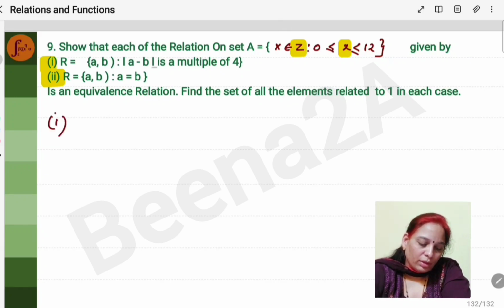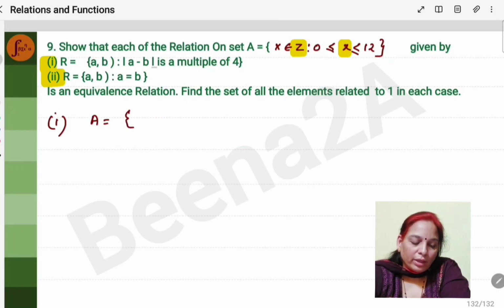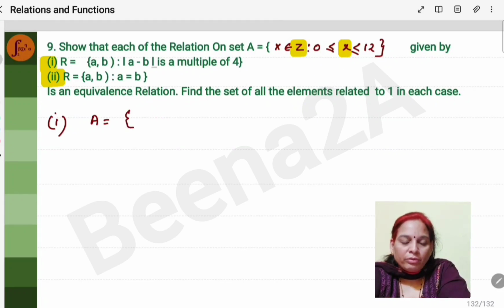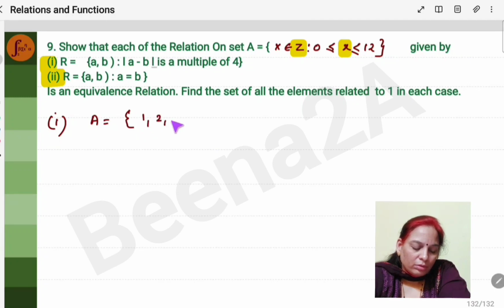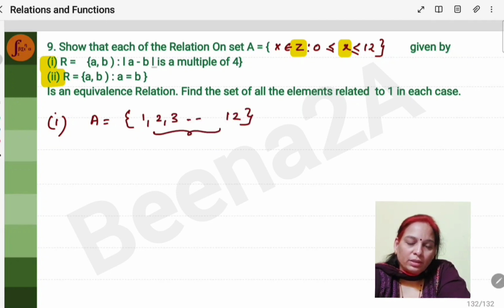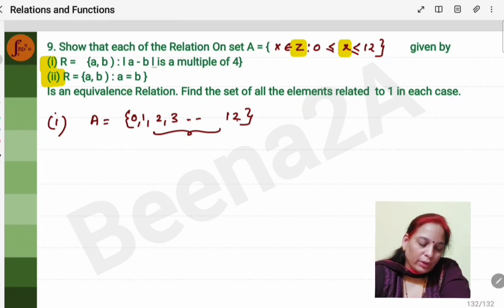First one. So A, we can simply write this set. It will be between 0 and 12, so 1, 2, 3 till 12. These are the integers. You can also have 0 here because 0 can be equal to x, since it is less than or equal to. And 12 also. So 0, 1, 2, 3 till 12. Now this is a set.